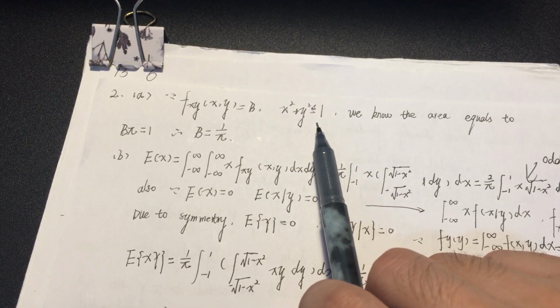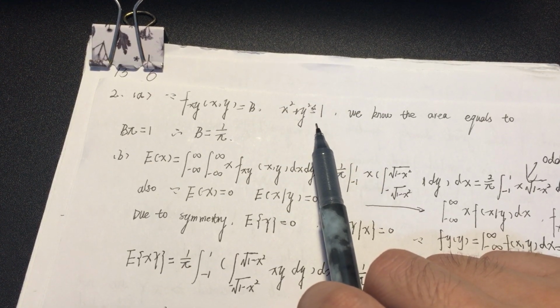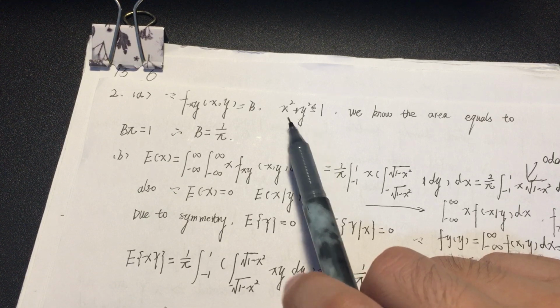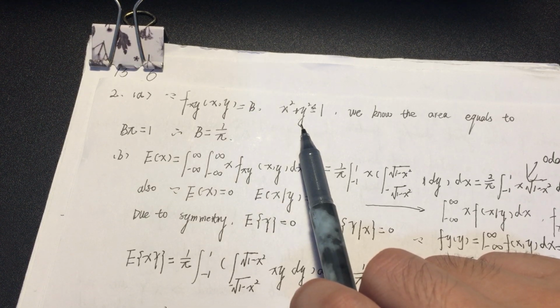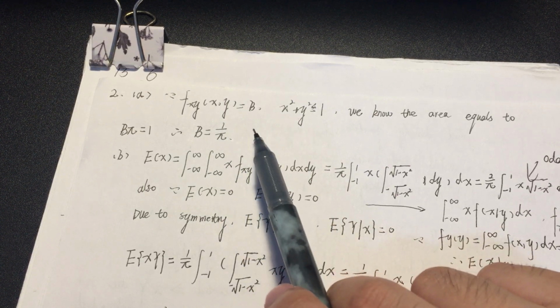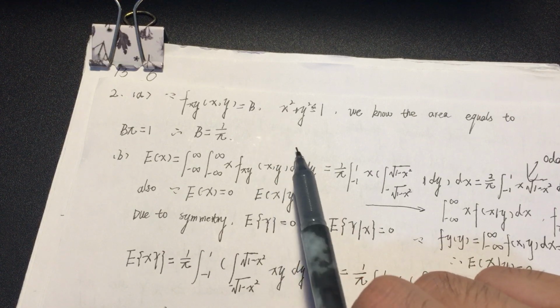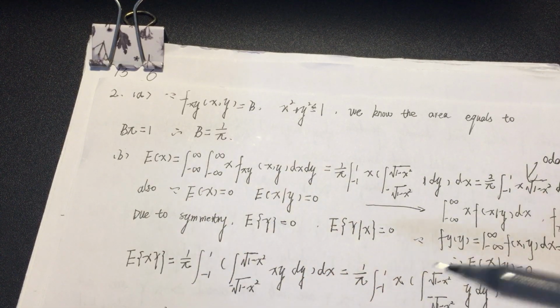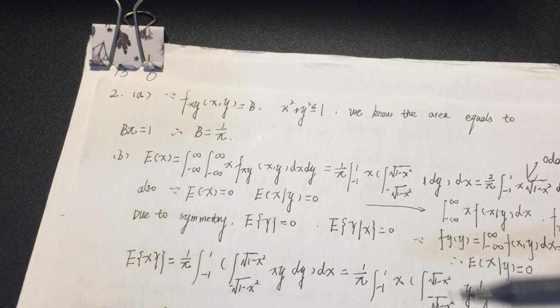And so if we integrate over this circle, we know that the area of this circle equals pi. So if we want to make this function a valid joint PDF, we have to make sure that it integrates to 1. Therefore, b equals 1 over pi.